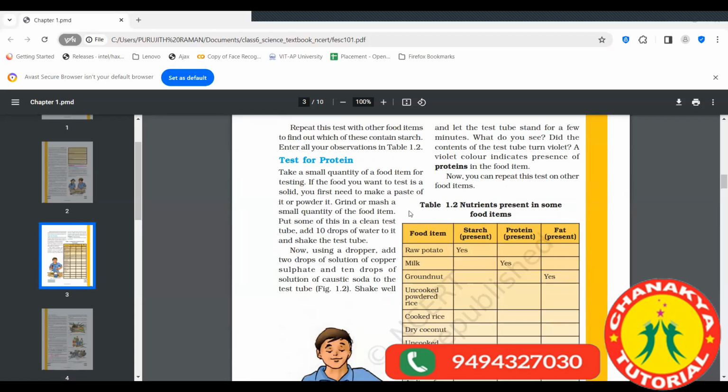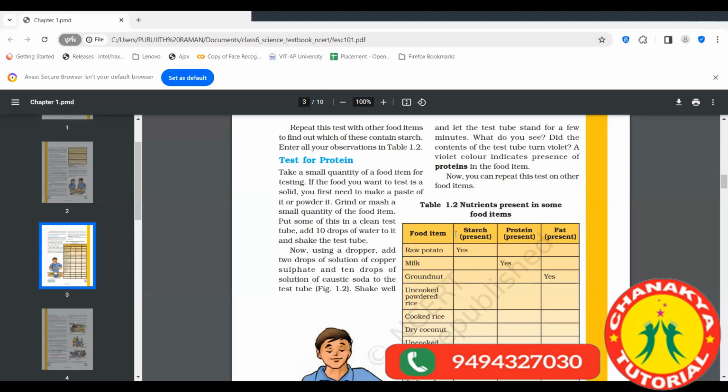Shake the test tube well and let it stand for a few minutes. Then you see the content of the test tube turn violet. We saw one video on that, based on the intensity of the violet color. When we did it with egg white, it turned dark violet. It indicated a strong presence of protein, a high amount of protein, right?